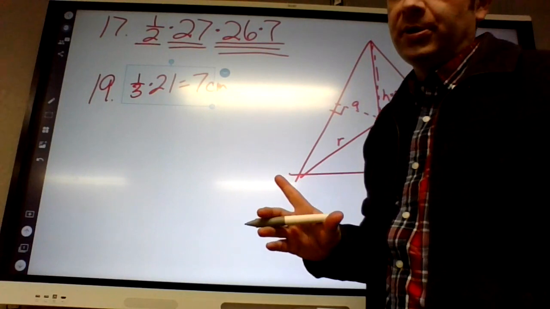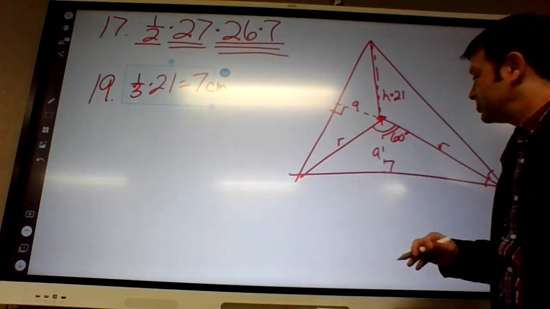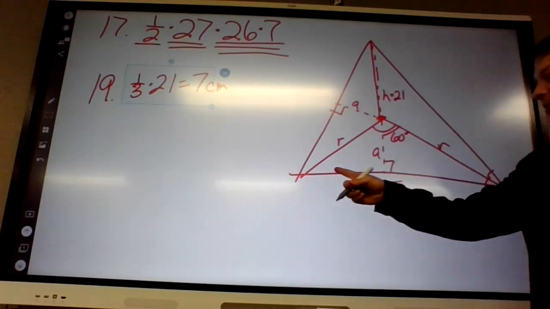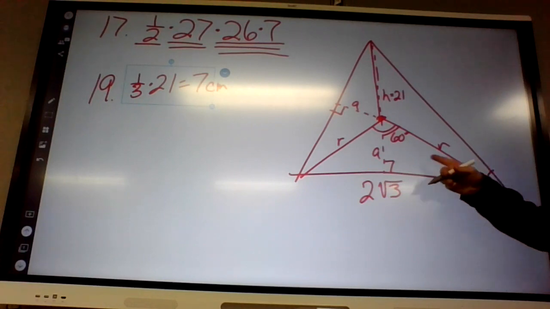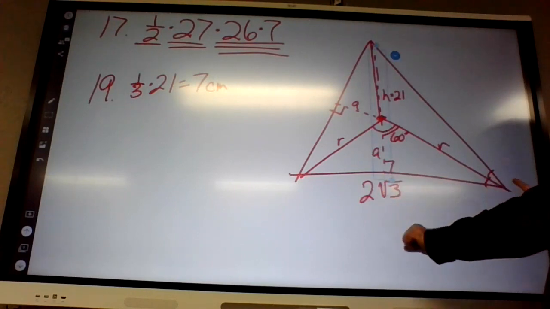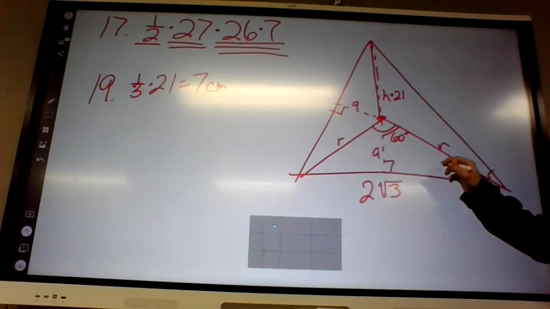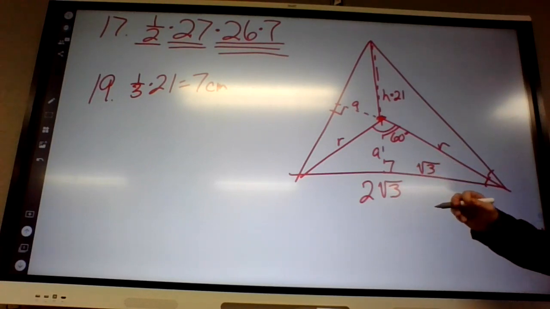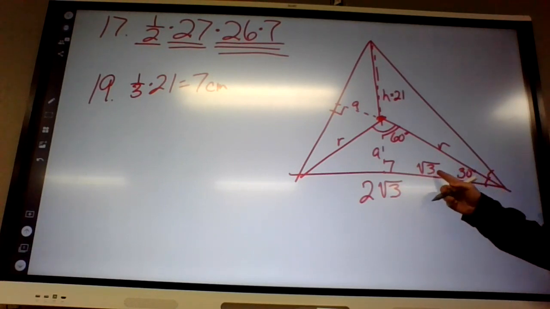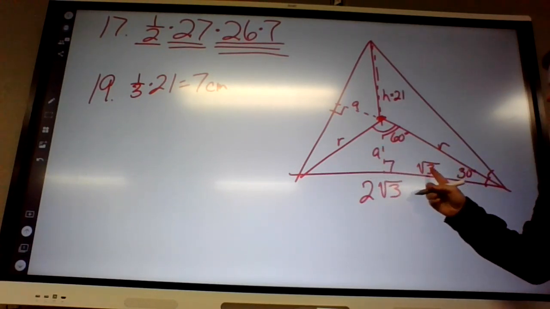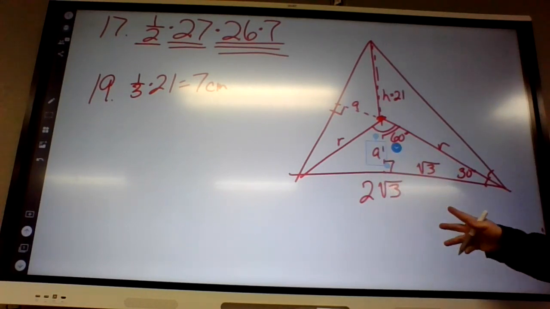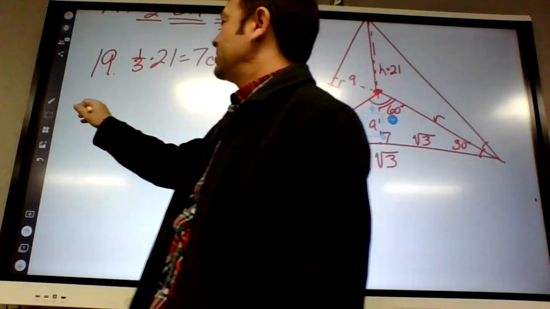Okay, for 20, I'm not going to do it, but it says each side is 2 square root of 3. If it's 2 square root of 3 from here to here, how long is it from just here to here? 1 square root of 3, or just square root of 3. Then, remember we talked about this is 30, 60, 90, right? So you have to use your special triangle knowledge. Say if this is square root of 3, how long is the apothem? That's for 20. I'm not going to say it.